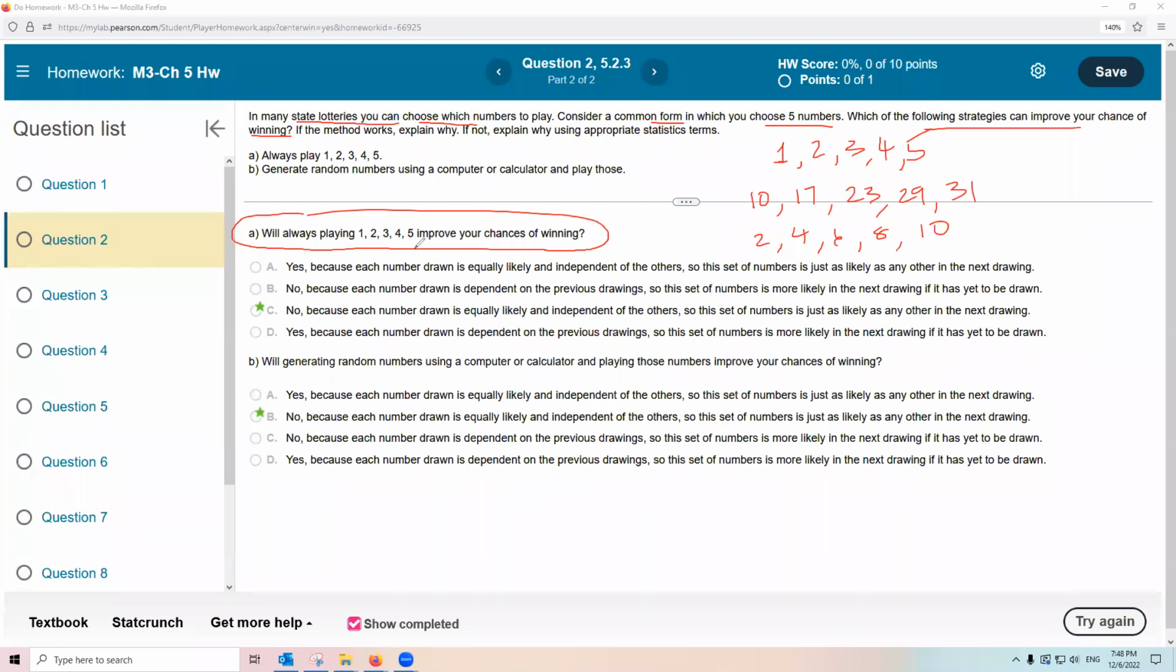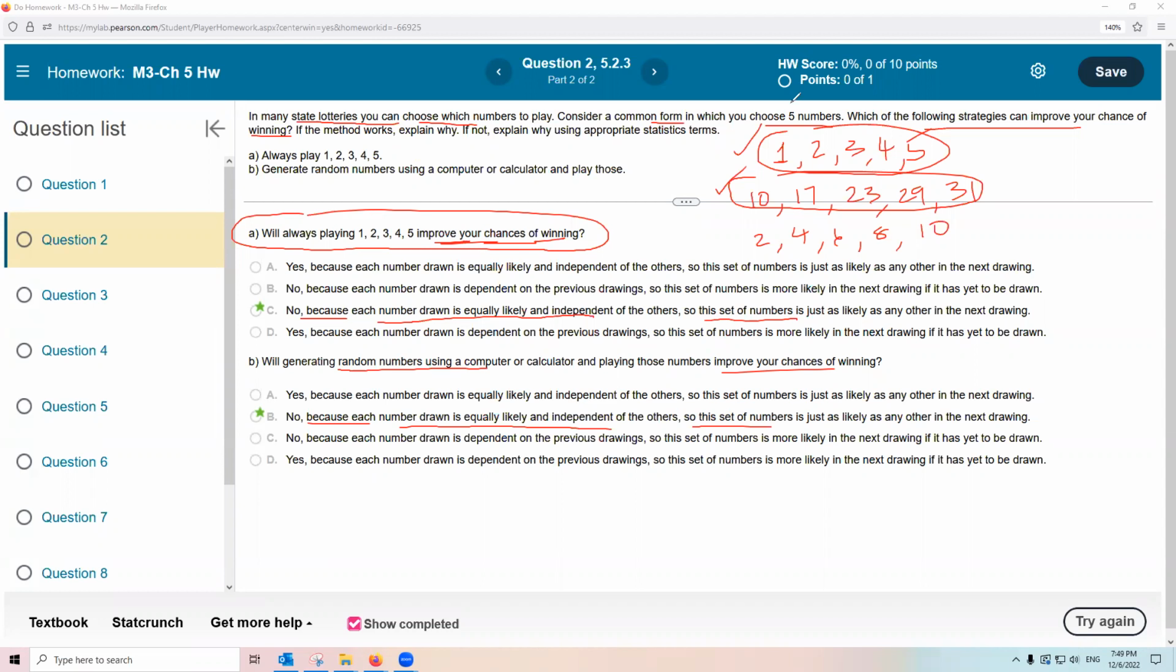So is this going to improve your chance of winning? No. Each number drawn is equally likely, so this set of numbers is just as likely as any other. If I pick 1, 2, 3, 4, 5, that's exactly the same probability of winning as if I picked 5 random numbers. Part B says, what if you pick random numbers using a computer? Will that improve your chances of winning? Well, the same argument. No, because each number is equally likely. So random numbers are just as likely as any other group of numbers.